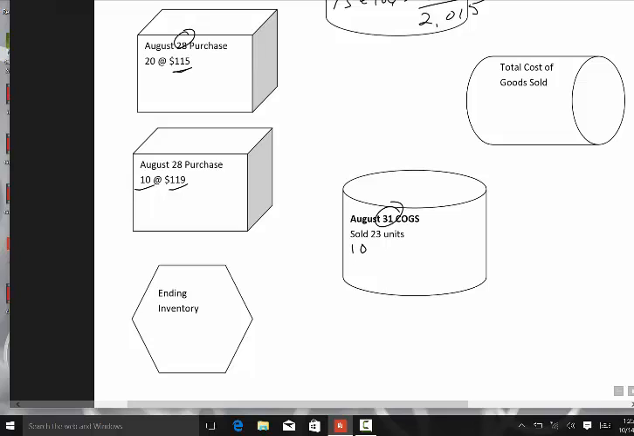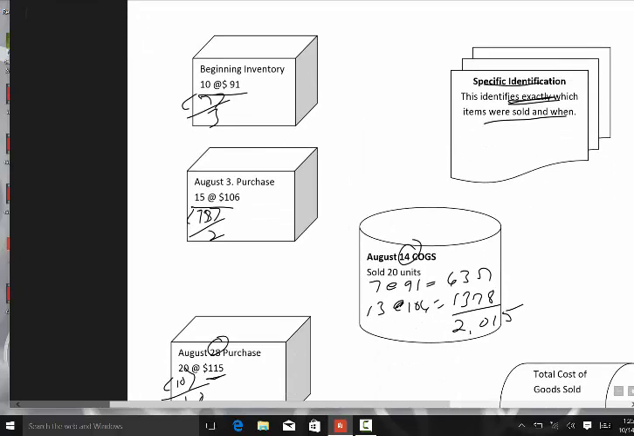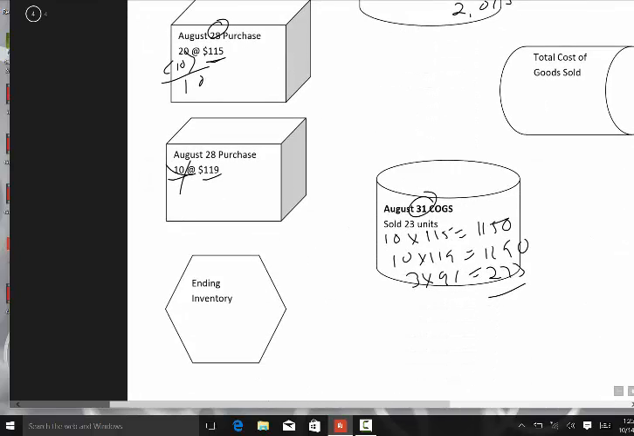So let's say 10 of the units came from the units that cost us $115, so that leaves me 10 there. 10 of the units came from this last purchase at $119, so that takes care of all those. And then finally the other 3 came from the beginning inventory that cost us $91, and that takes care of all those left in beginning inventory. And so my total cost of goods sold for that sale is $2,613.